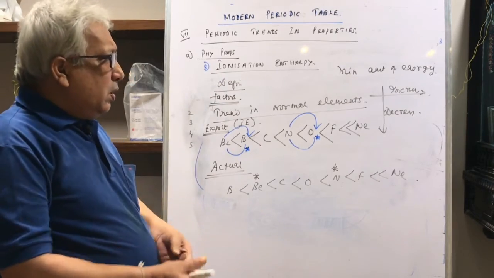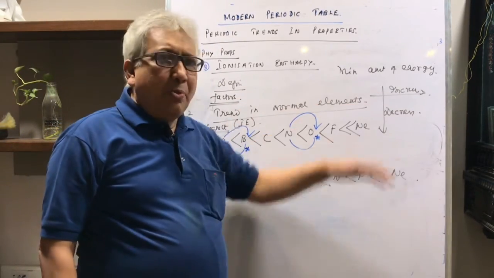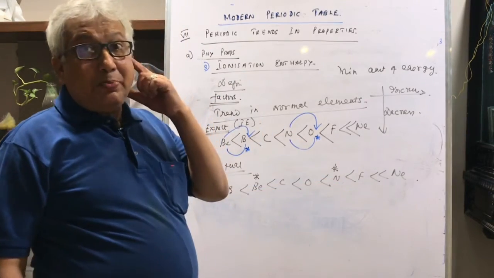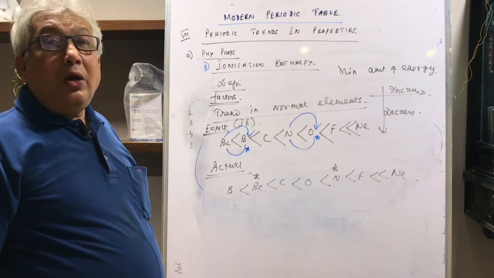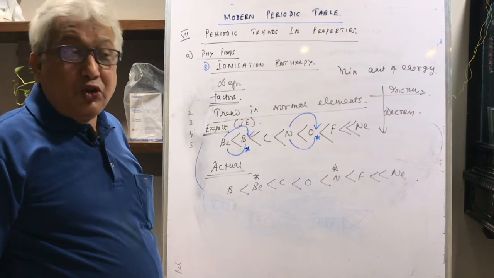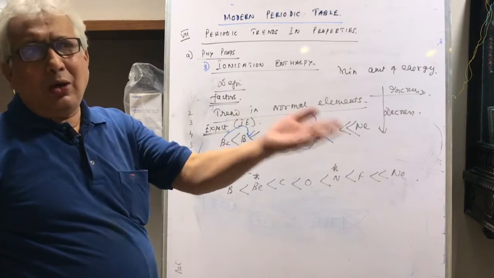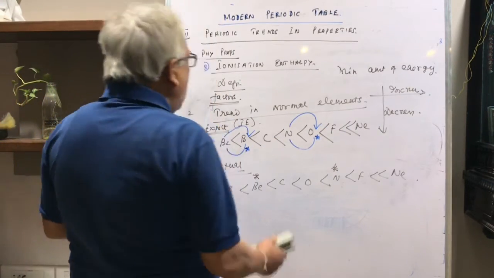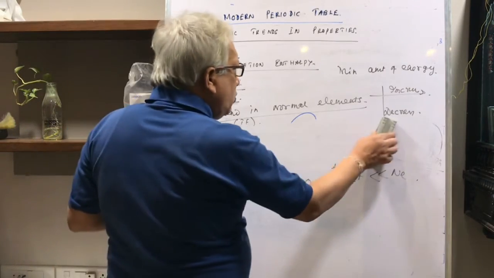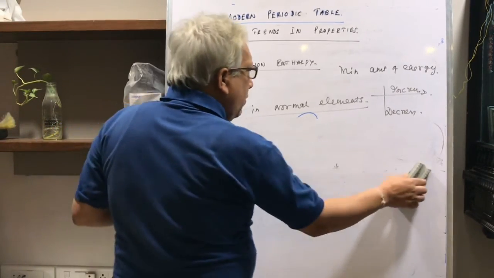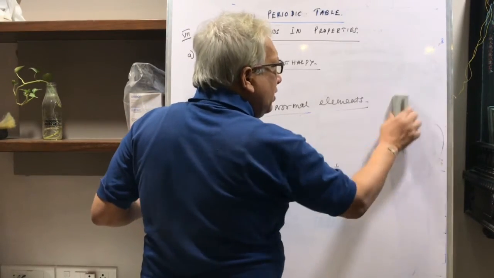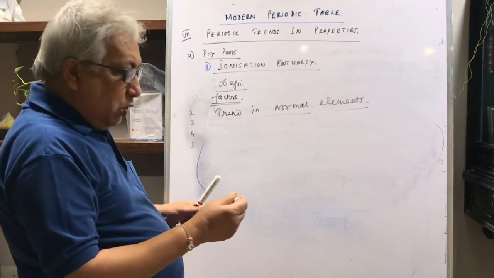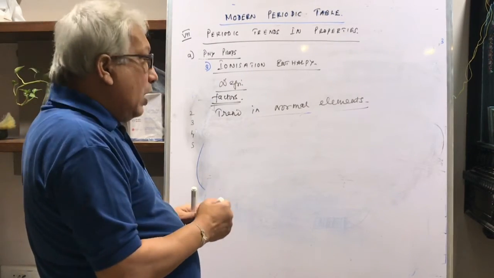So what I said, down the group it decreases, across the period it increases, but there are some exceptions like I discussed here, which can be explained only on the basis of stable or not so stable outermost electronic configuration. Right, now when I talk about ionization enthalpy, I have to know about one more aspect, and there is something called first ionization enthalpy, second ionization enthalpy, third ionization enthalpy. Now what is that? So let me take the case of aluminium.